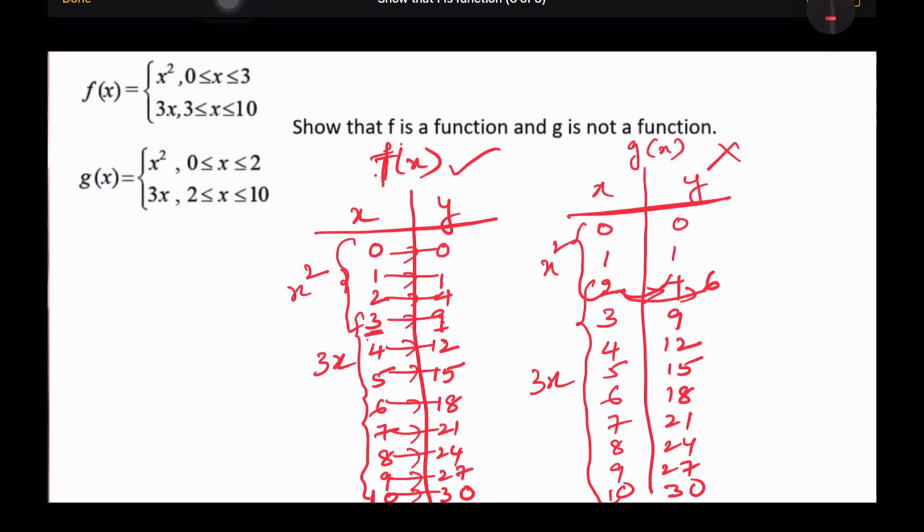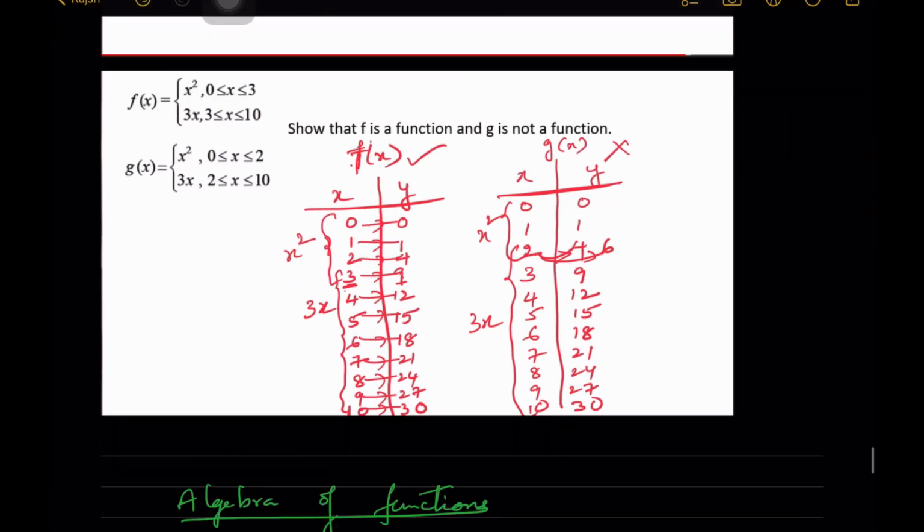But this is not a function because 2 is taking two values over here. You're getting 2 to 4 and 2 to 6. So therefore this is not a function. So always, one to many cannot happen. It is always one to one correspondence which we can take.